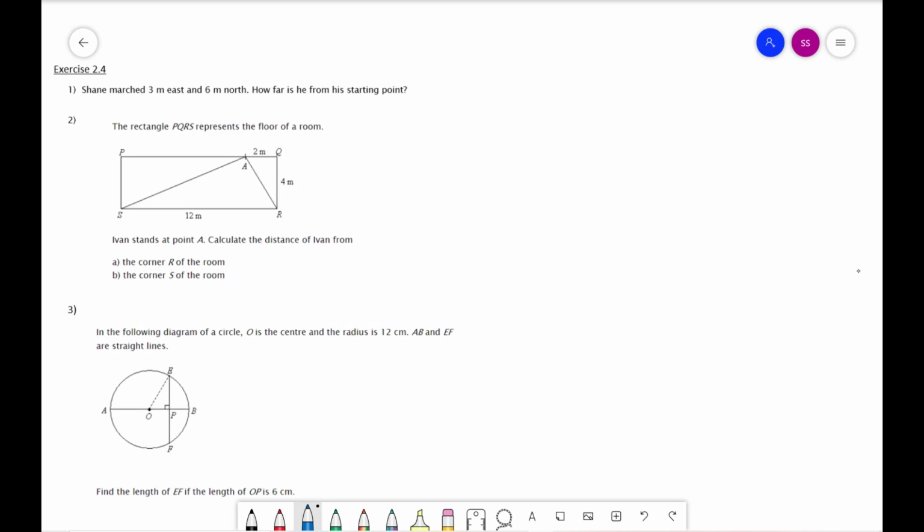So here are the solutions to exercise 2.4. For question 1, Shane marched 3 metres east and 6 metres north. How far is he from his starting point?